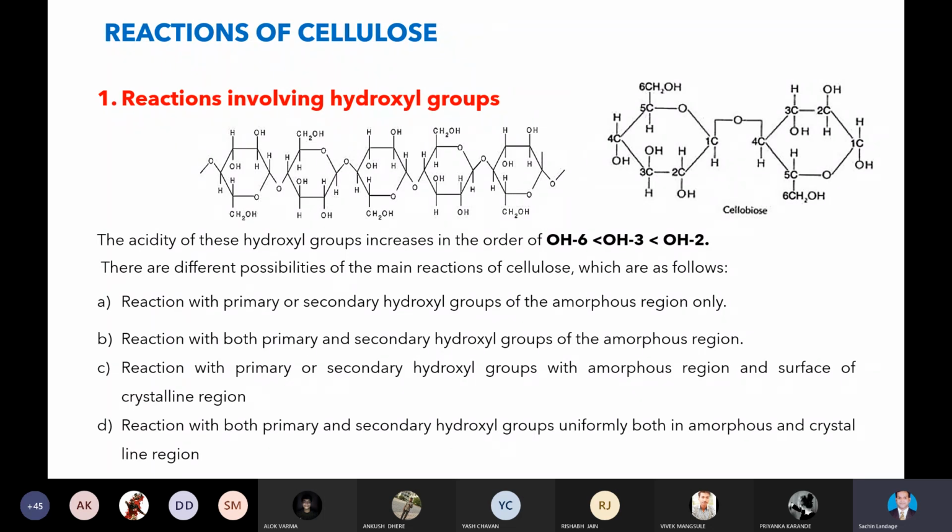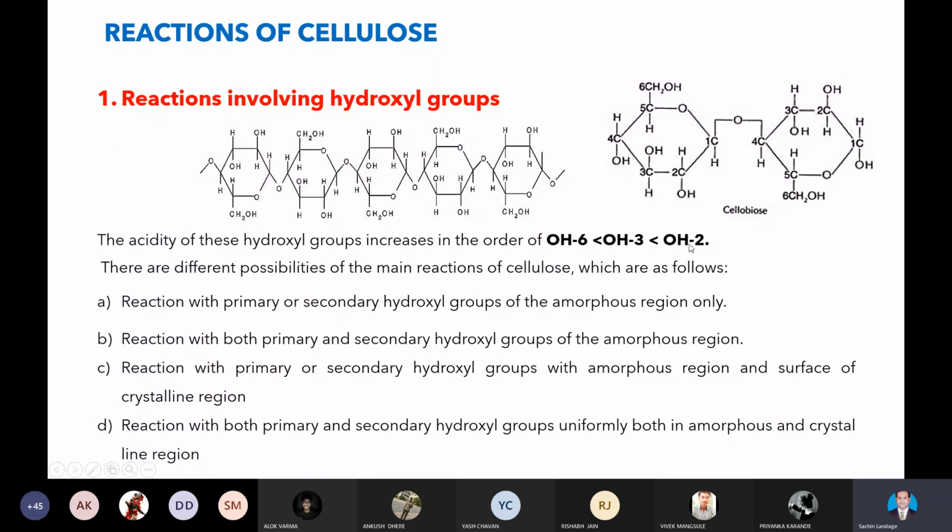Reactions involving the hydroxyl groups. Now, whenever you are talking about cellulose, this is our cellulose structure, which I showed you last lecture, and how to draw it. I'm telling you again to make a practice of drawing the cellulose structure, because as soon as you practice, things will be more clear. Over here, see these OH groups. The acidity of the hydroxyl groups increases in order: O6, O3, O2.